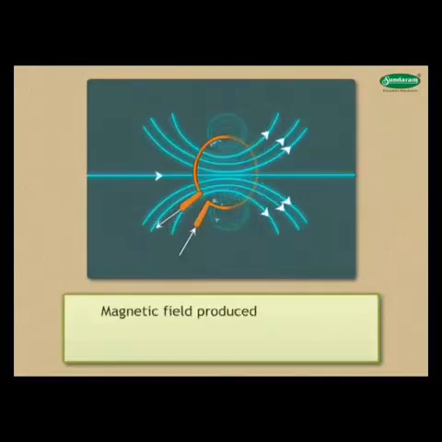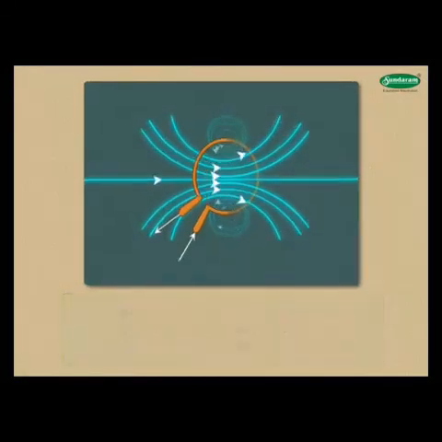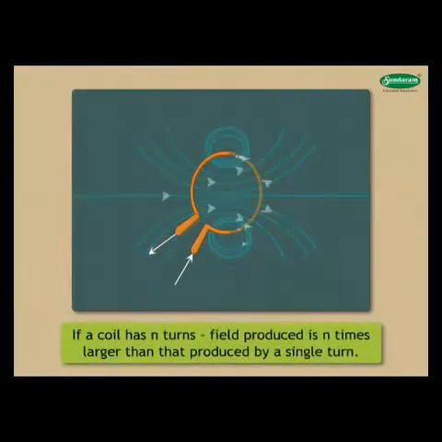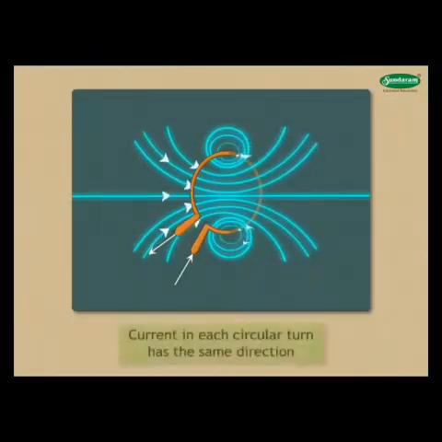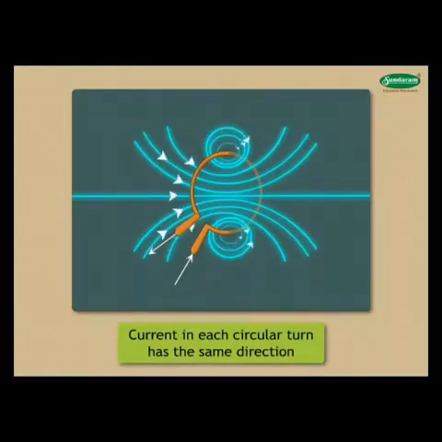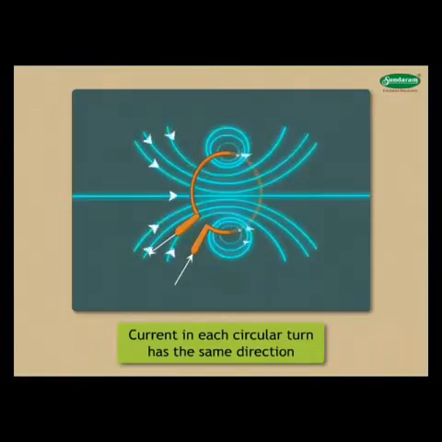The magnetic field produced by a current carrying wire at a given point depends directly on the current passing through it. Thus, if a coil has n turns, the field produced is n times larger than that produced by a single turn. This is because the current in each circular turn has the same direction, and the field due to each turn then just adds up.